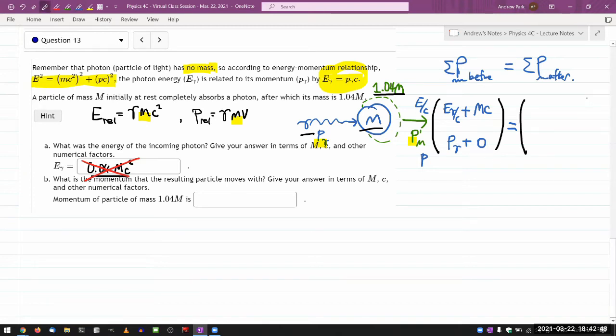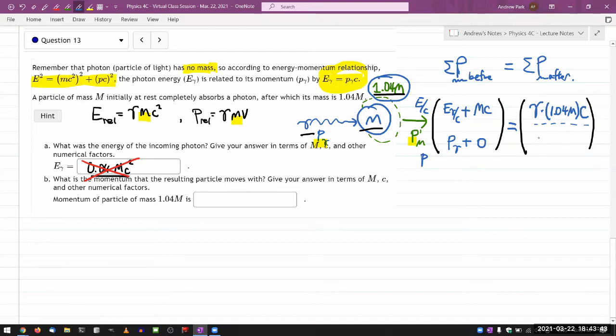the total momentum four vector after the collision and absorption of the photon. I haven't used the gamma yet, except as a symbolic representation of the photon. So after the collision, it's going to be gamma, meaning the gamma associated with the movement of this particle here, times the rest mass of the particle, 1.04 m, times c squared divided by c, so just times c. So this is the energy component of the momentum four vector that describes the new particle of this mass after the collision.